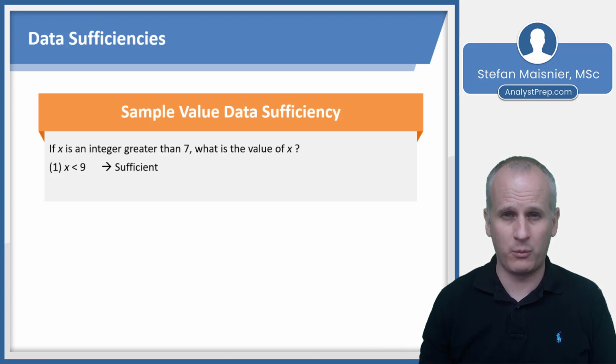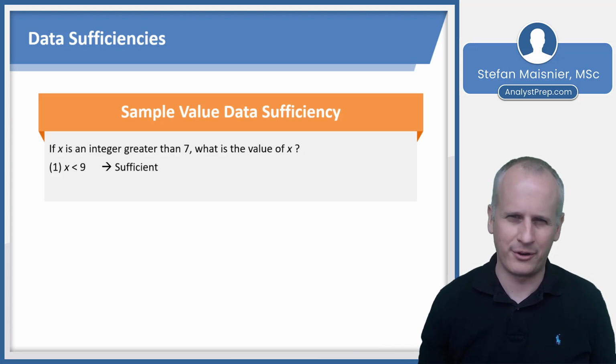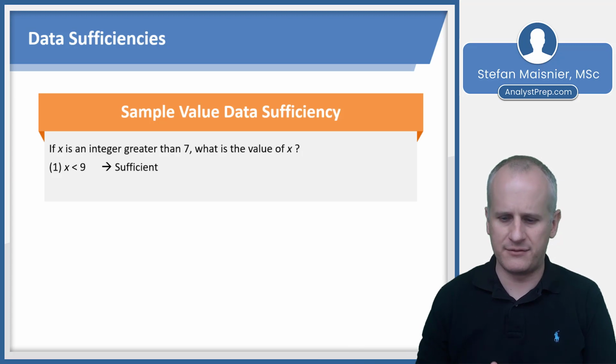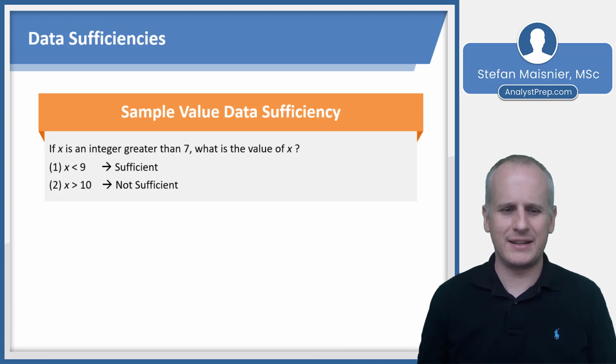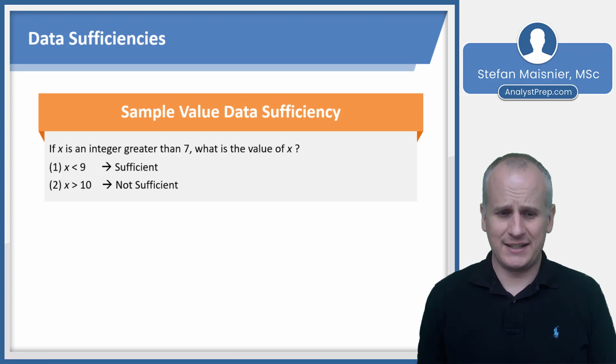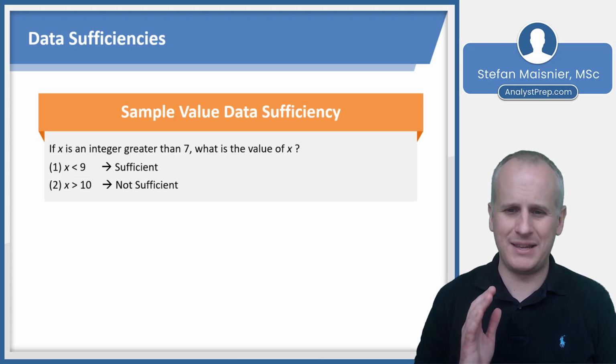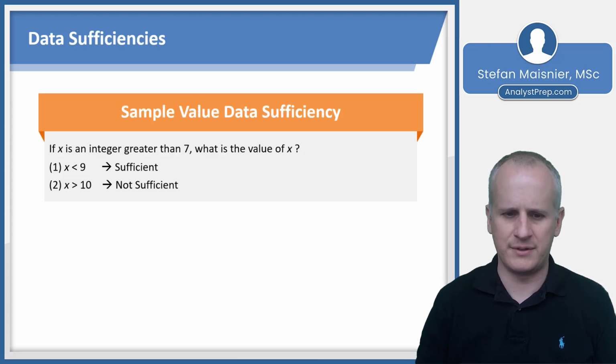You don't need to figure out what the integer is, although for this example, you probably are going to do so as part of your evaluation. And we know that x is only possibly 8, so that means that condition 1 on its own is sufficient. Now, if we look at condition 2, we discover that x is greater than 10. Well, we already knew x was an integer greater than 7. This just tells us that x cannot be equal to 8, 9, or 10. But it could be any integer value greater than 10 and therefore is not sufficient on its own. So this would be something that is not sufficient for the value data sufficiency.